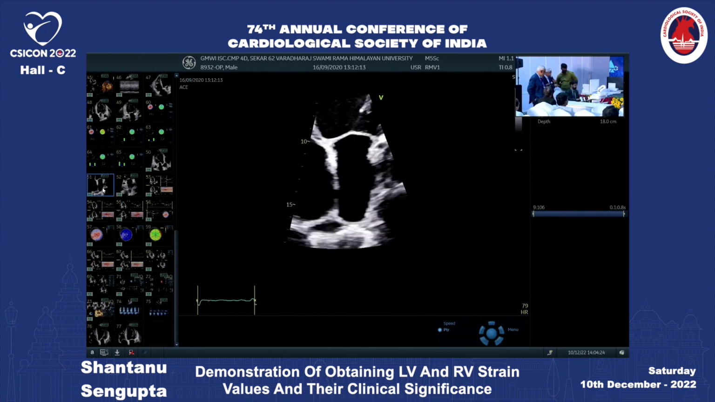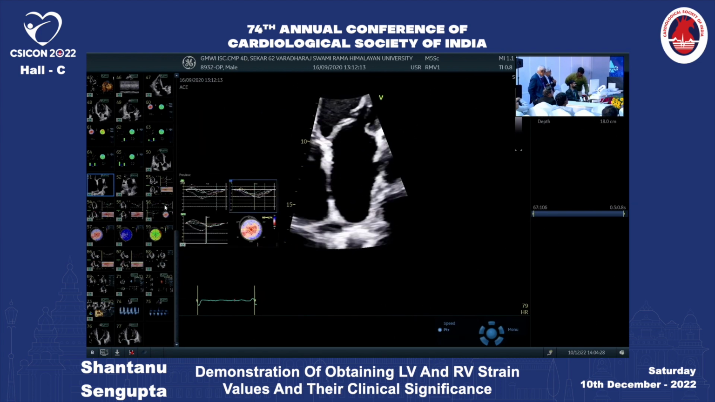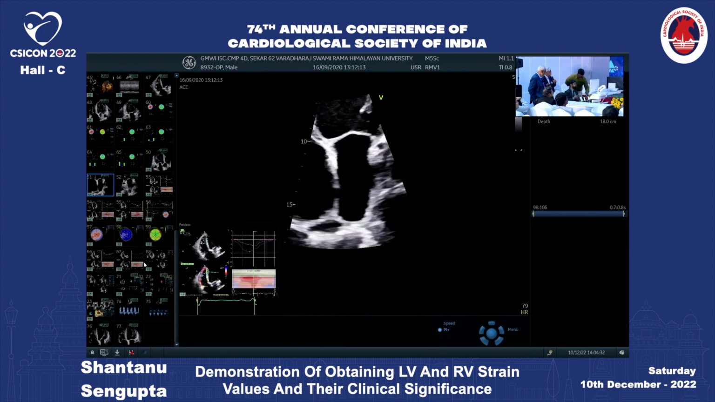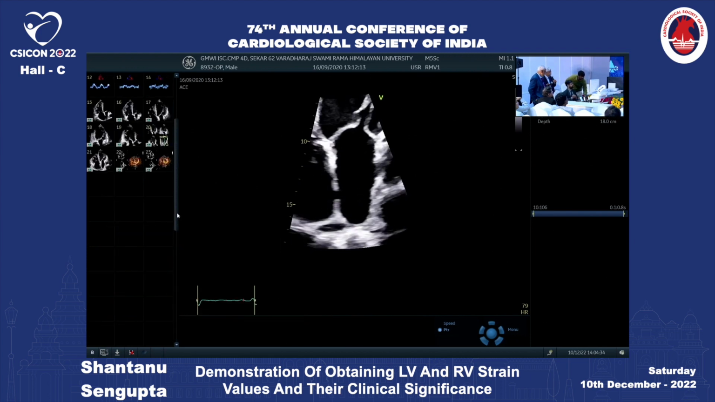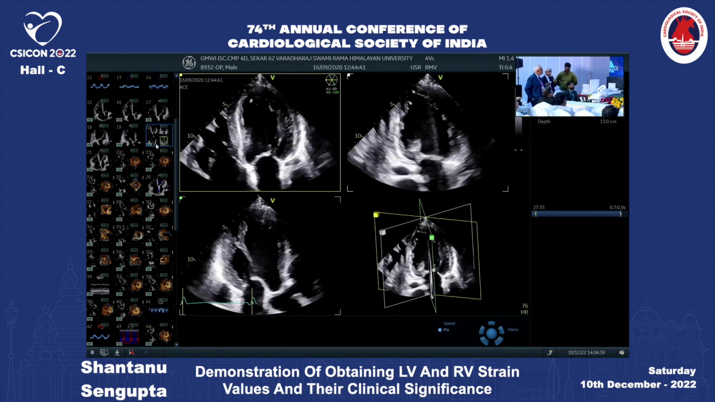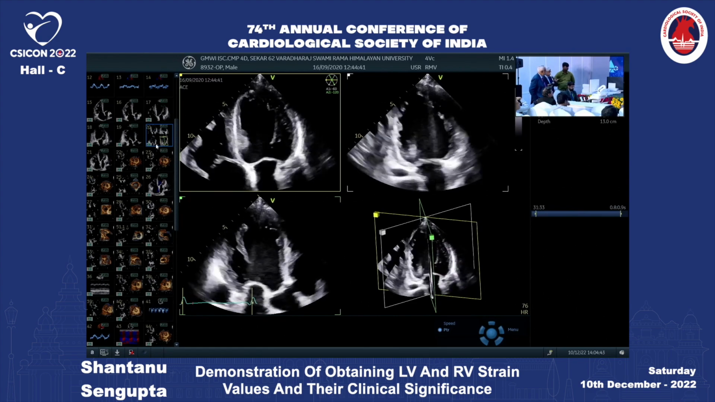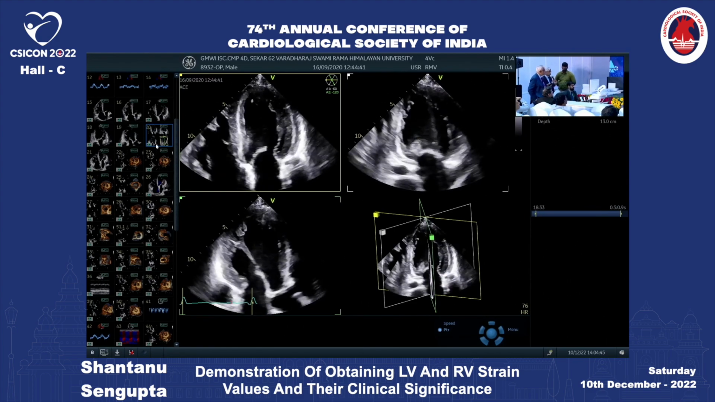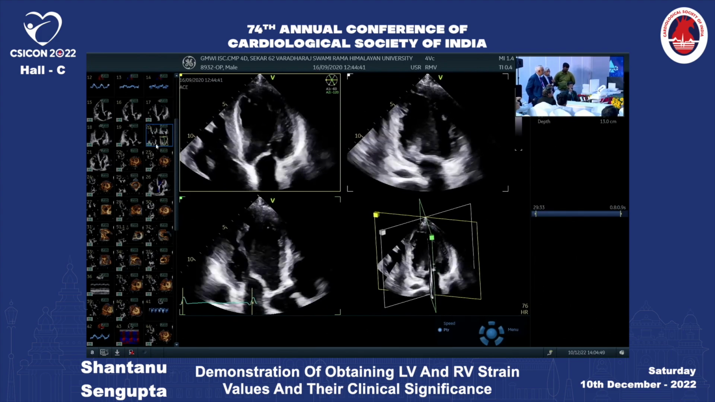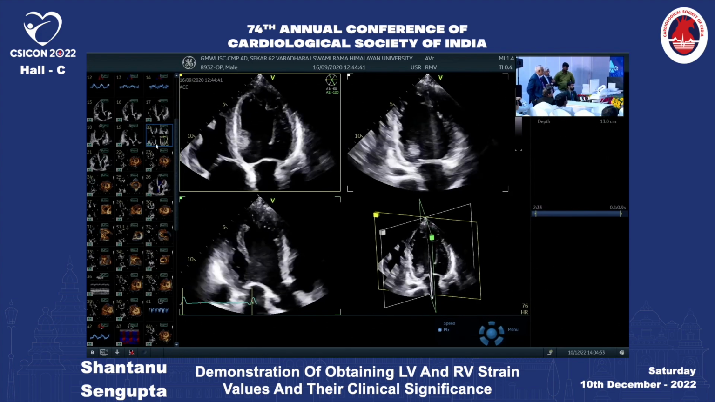Can you show the triplane view? The 3D triplane view. Where is it? Yeah, this is the triplane view, which is easily obtainable with your 3D probe. And in a single beat, you have all the three views simultaneously. So that is the advantage in patients who have frequent arrhythmias, atrial fibrillation, multiple ectopics.